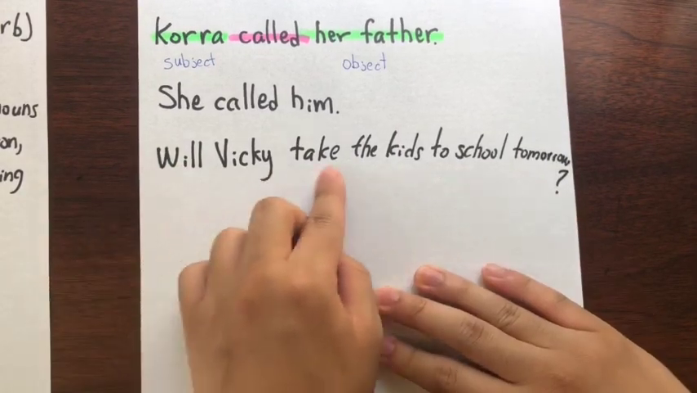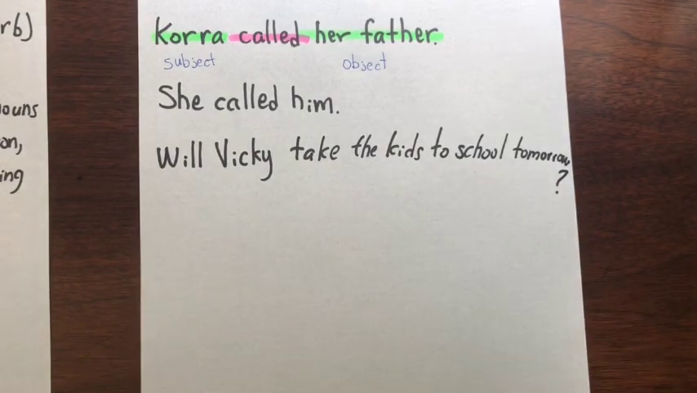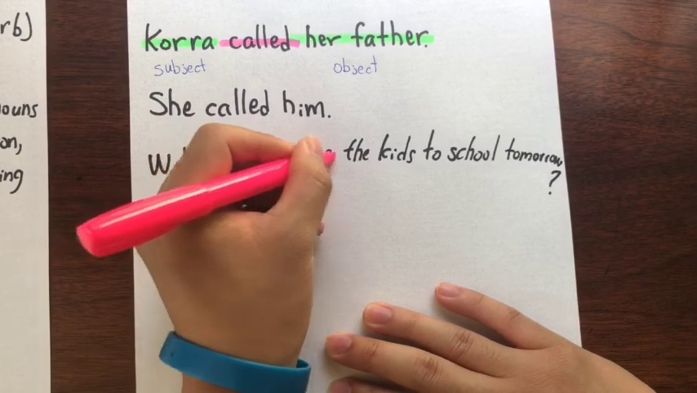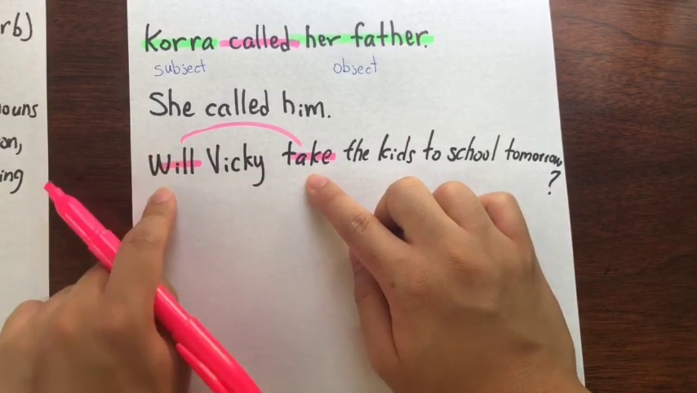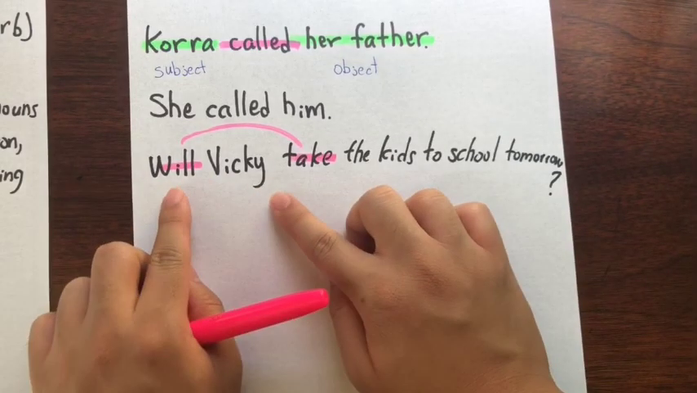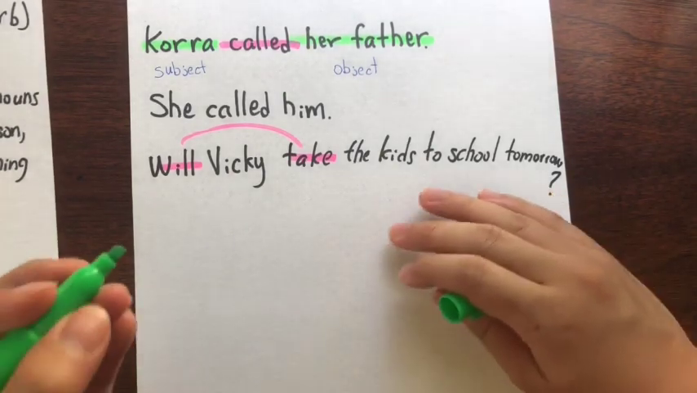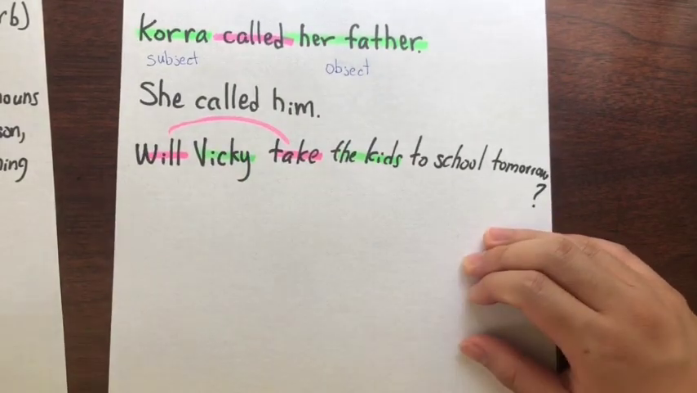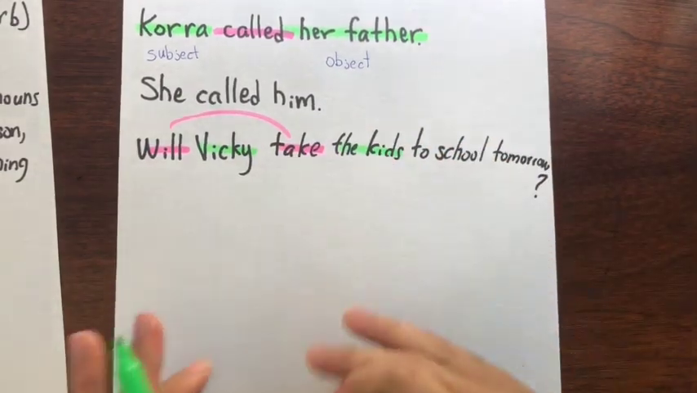Okay? So this is a longer sentence. It says, will Vicky take the kids to school tomorrow? Will Vicky take the kids to school tomorrow? Let's identify the verb. The verb in this sentence is will take. Because it's a question, we put will before the subject. Because it's a question, we switch the subject and the word will. So, will Vicky take the kids to school tomorrow? And then the nouns are Vicky, the kids. Oh, and school. But we're not talking about school right now. We're only looking at the kids.